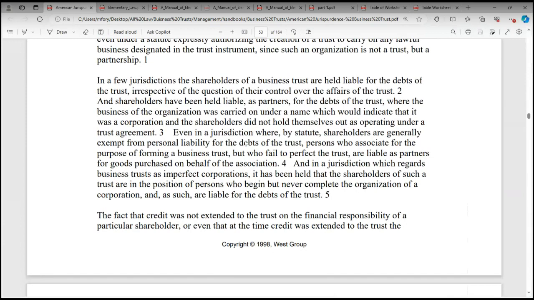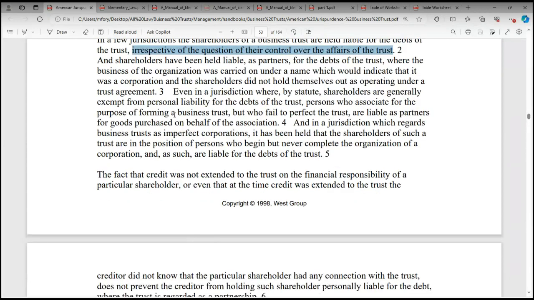In a few jurisdictions, the shareholders of a business trust are liable for the debts of the trust, irrespective of the question of their control over the affairs of the trust. So it doesn't matter what you wrote in the document, right? They're still held as partners for whatever reason in that jurisdiction. The shareholders have been held liable as partners for the debts of the trust where the business of the organization was carried on under a name which would indicate that it was a corporation. So if you're a trust, then you write what? LLC or Incorporated at the back of your name, knowing damn well all it is is a name, right? But nonetheless, you used a fake name that would give somebody the interpretation that you're a corporation.